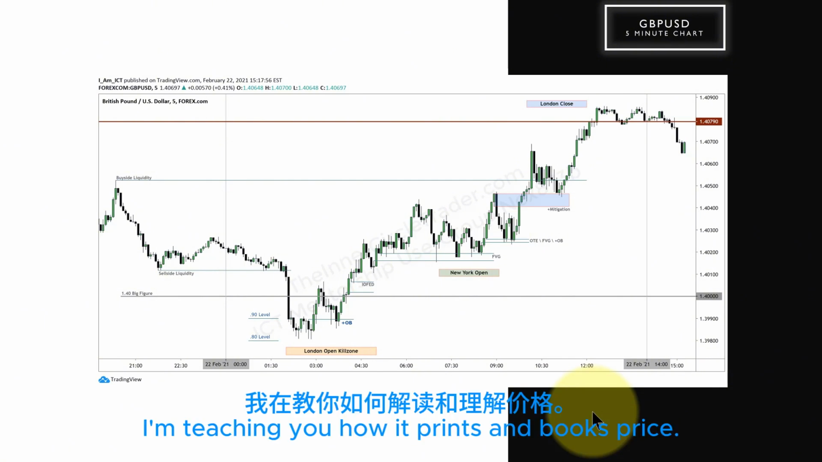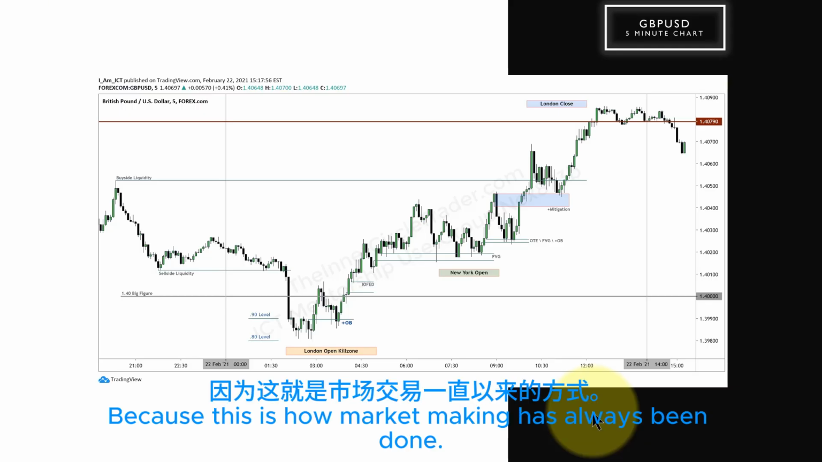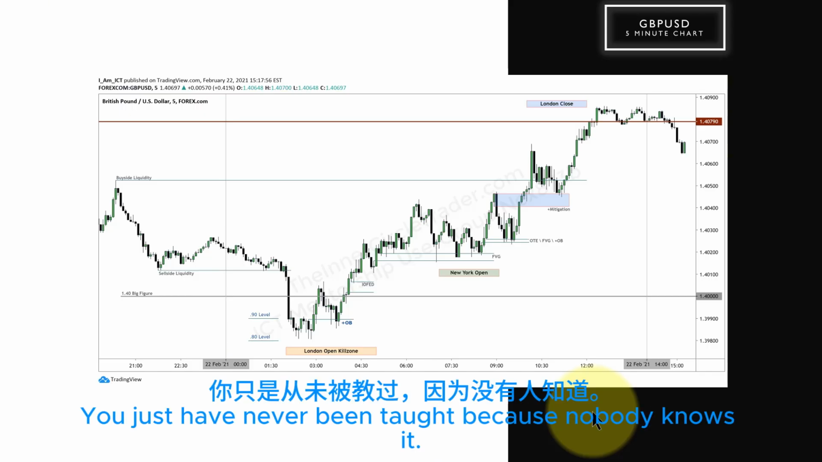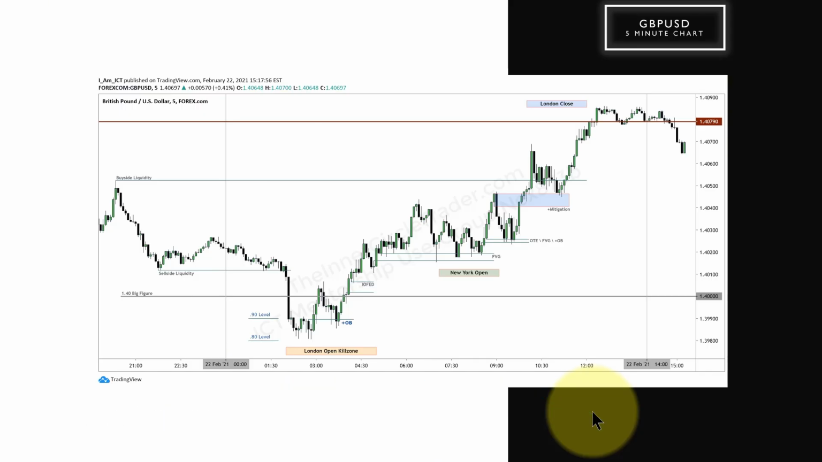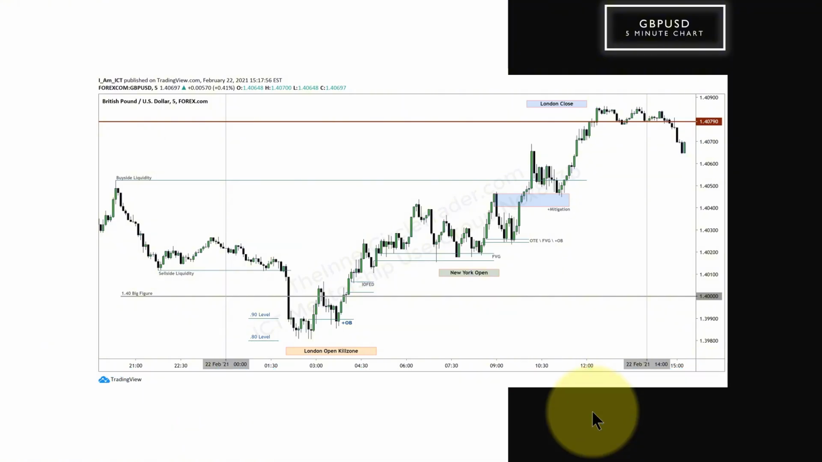I'm teaching you how it prints and books price, because this is how market making has always been done. You just have never been taught because nobody knows it. No one's written books about this stuff. No one's made courses about it until I started releasing ideas around in 1996.